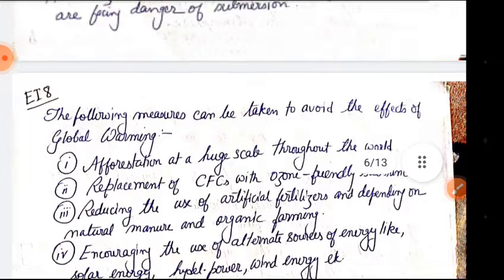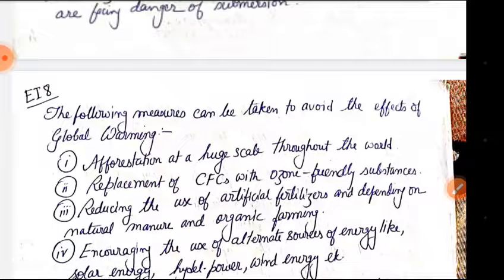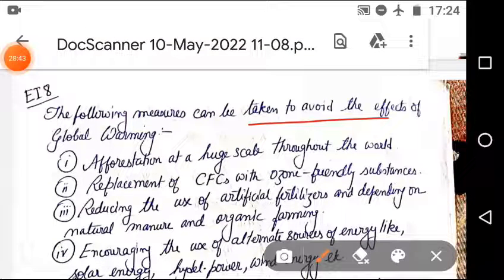Now, what are the measures which have to be taken to avoid the effects of global warming? How can we prevent global warming? You cannot prevent it in one day or one year. It will take some time to curb the effects of global warming.